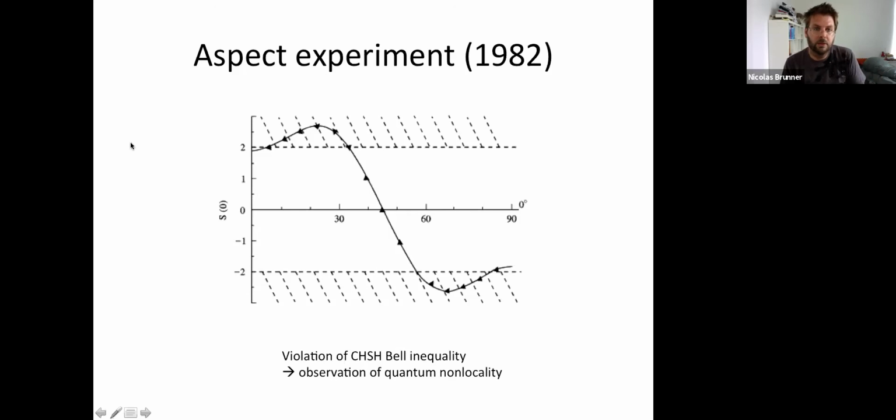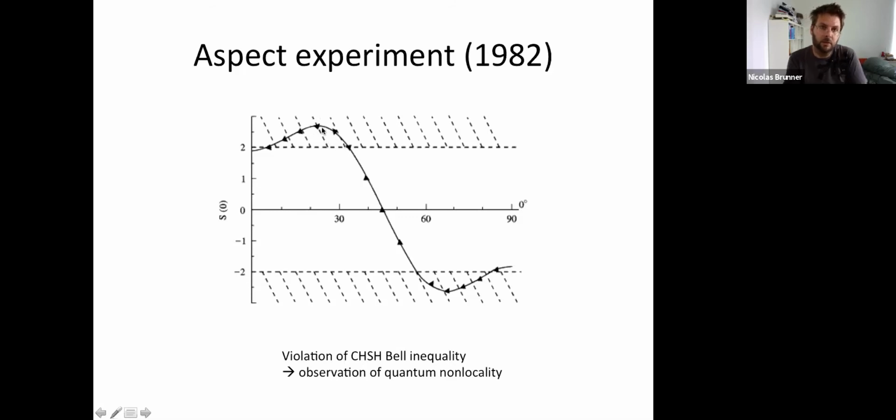And so you see these are all the points measured in Alain Aspect's experiment. The line is a fit, the predictions of quantum mechanics taking into account some of the imperfections of the experiment, and you see that it's very beautiful, it fits very well. And you have here points that are far in the non-local range, right?